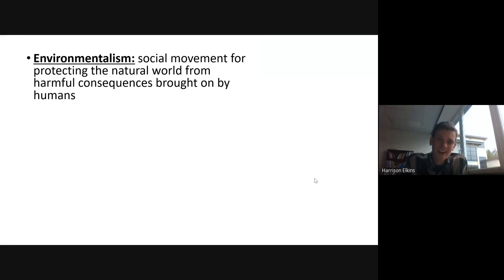Environmentalism, okay, that is even different than environmental science. That's more of a social movement for protecting the natural world from harmful consequences brought on by humans. Okay, so environmentalism, you could fill that in your notes. Right, so this is more with bias. There's more personal viewpoints. Typically, there's a lot of activism. So a view or a picture you might think of is of people at a protest holding up signs or maybe a certain way of life.